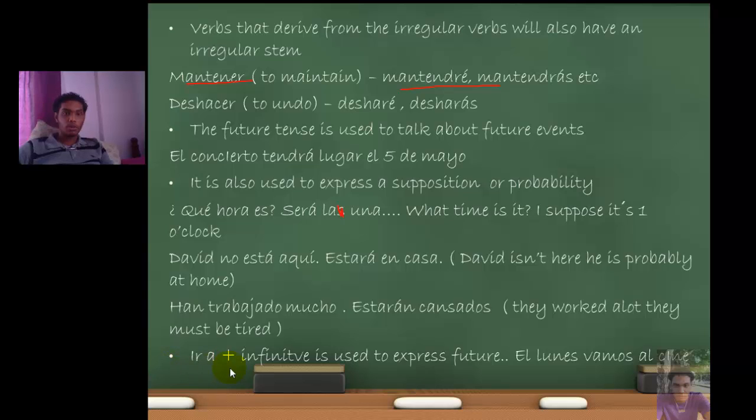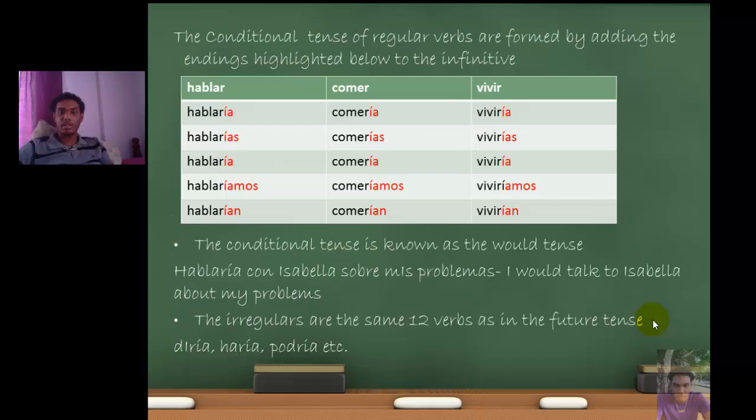Right? So a little note here, ir a plus infinitive is used to express future, right? So we generally use this, right? El lunes vamos al cine. Monday we are going to the cinema, or we will go to the cinema, right?